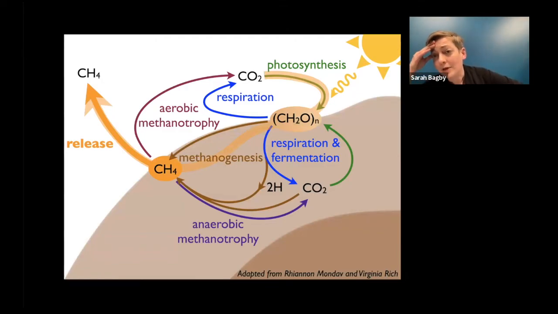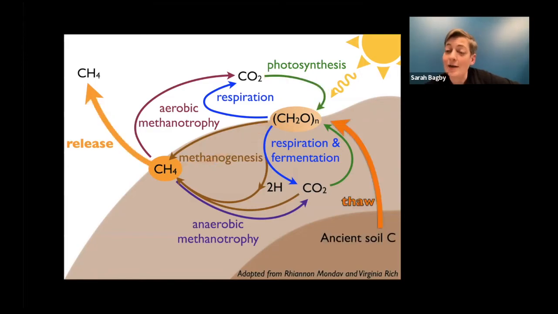One thing that can happen is that carbon dioxide can get pulled from the atmosphere by photosynthesis and then converted in the soil to methane and then released, which is not what we want. But it's even worse if what happens is that ancient carbon that has been safely locked away in the soil thaws and then gets pushed through the same pathways.